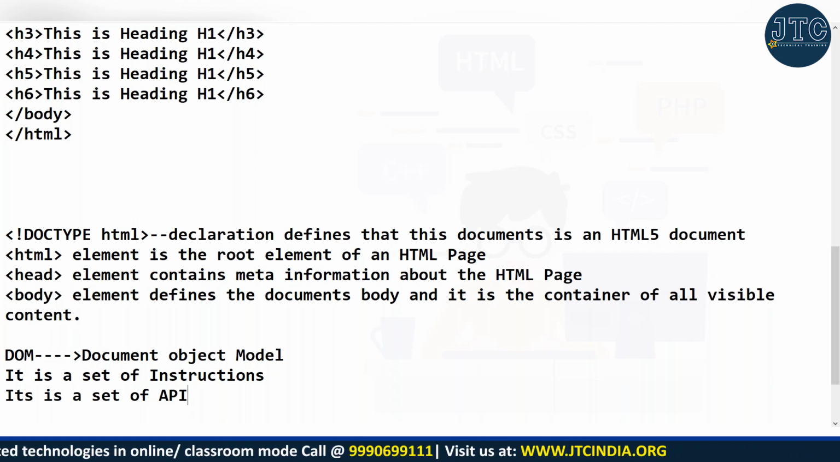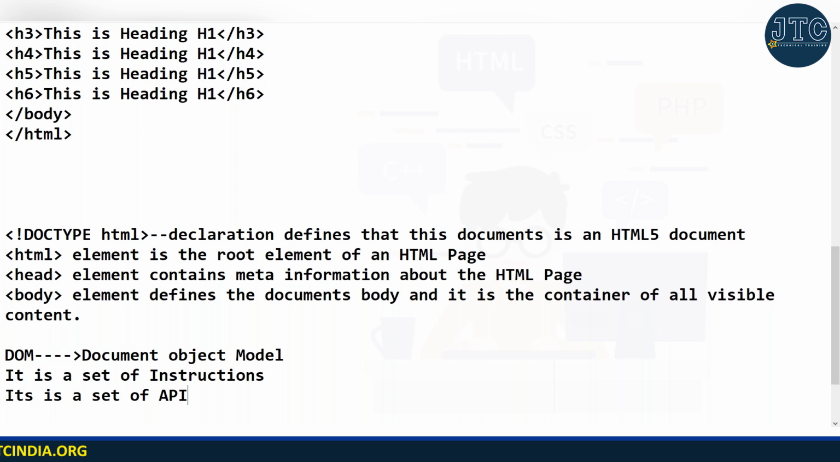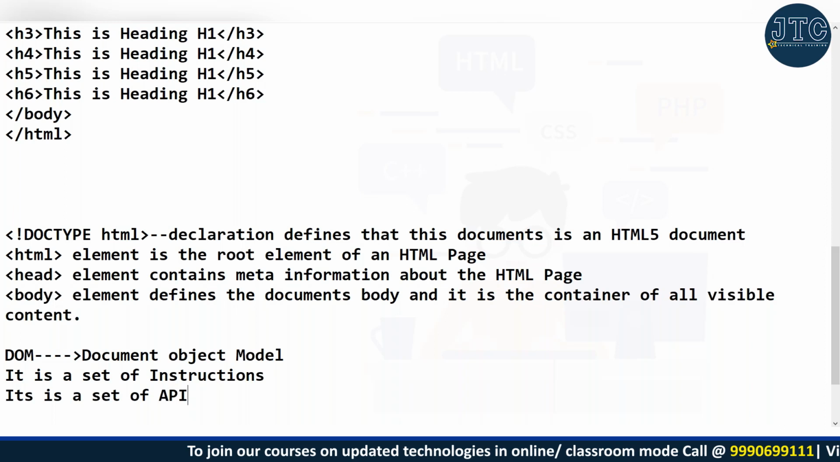API stands for Application Programming Interface. It is making an endpoint. API is set to make an endpoint. It's an interface. It's a set of instructions.